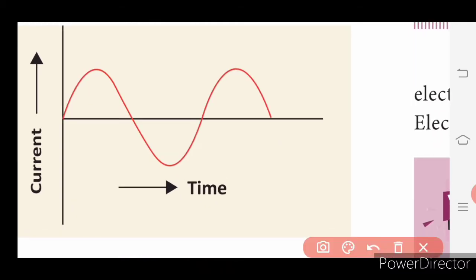Current in the y-axis and time in the x-axis. In direct current, the line is straight, whereas in alternating current, you can see waveforms like this.